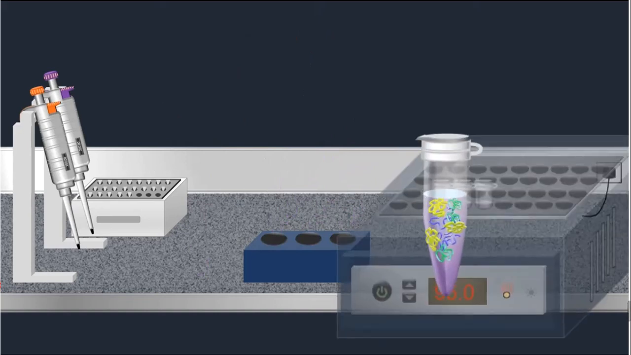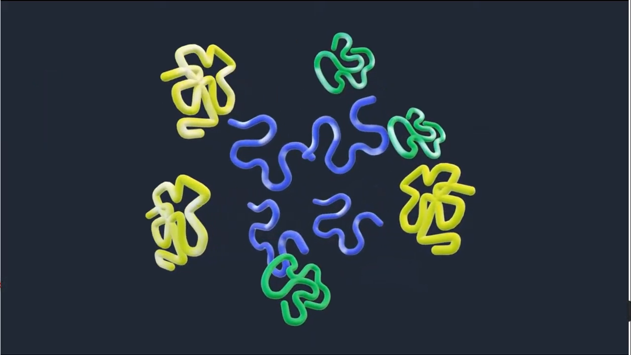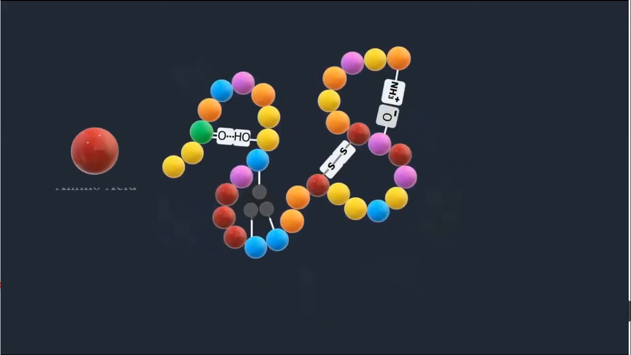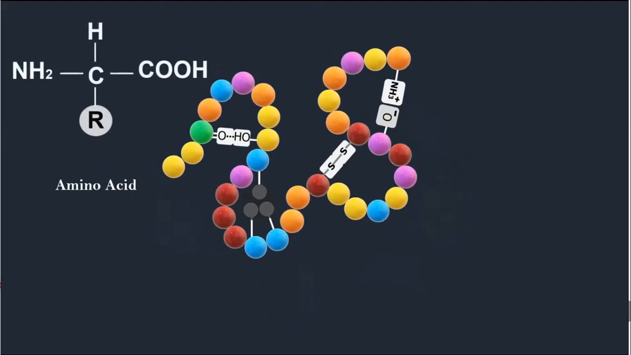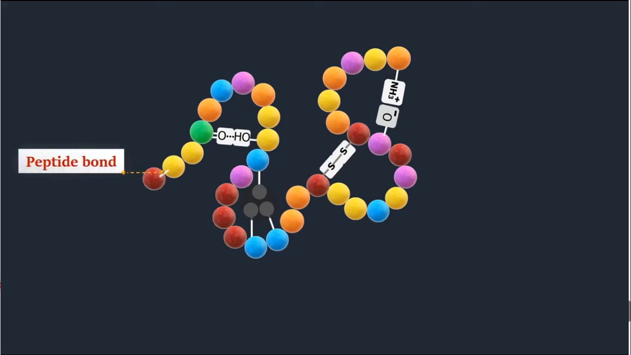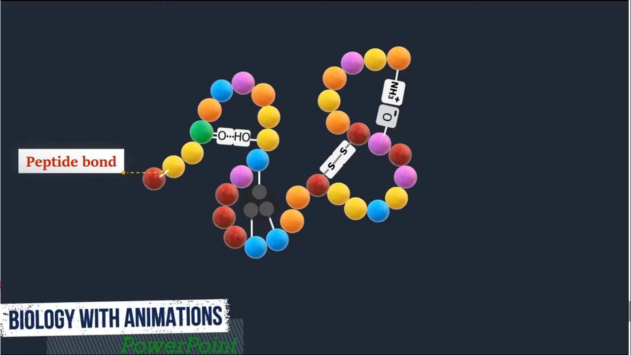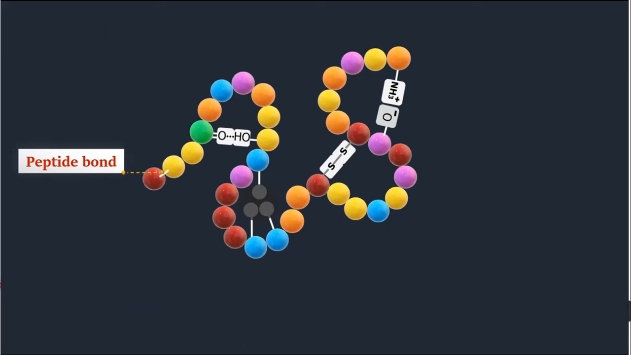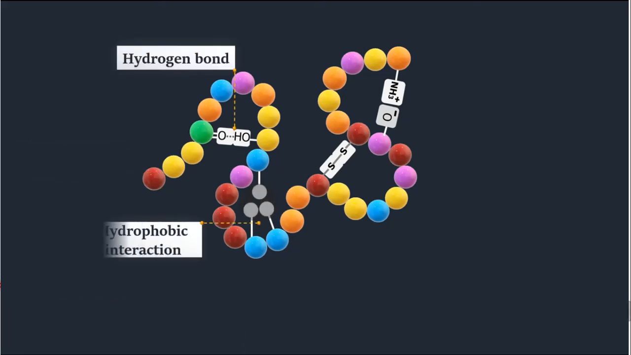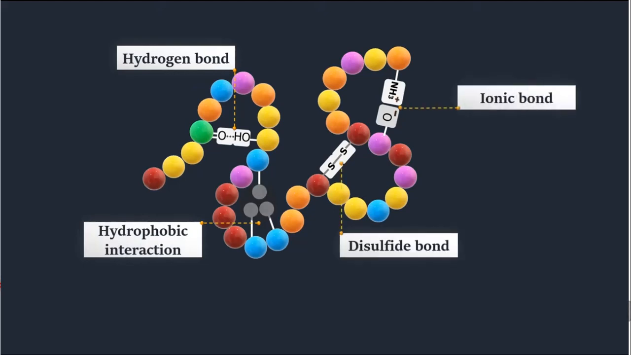Proteins are large biomolecules, consisting of one or more long chains of amino acid residues. Amino acids are organic compounds that contain amine and carboxyl functional groups, along with a side chain. Proteins are formed by linking amino acids with peptide bonds and fold into one or more specific spatial conformations, driven by a number of interactions such as hydrogen bonds, hydrophobic interactions, disulfide bonds, and ionic bonds.